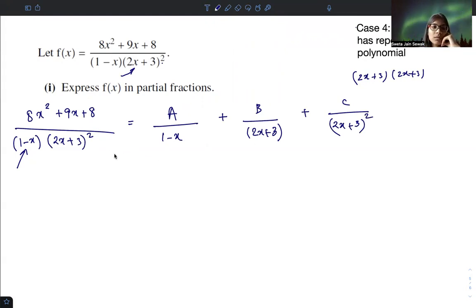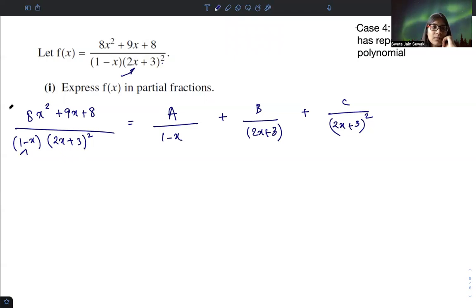In case there was a cube over here, let's say if this was a cube, we would have added one more term, which is D over 2x plus 3 cubed. But right now that's not the case, so we can get rid of this. Let's not make it more complicated. Now all the other process still remains the same: finding the values of A, B, and C.